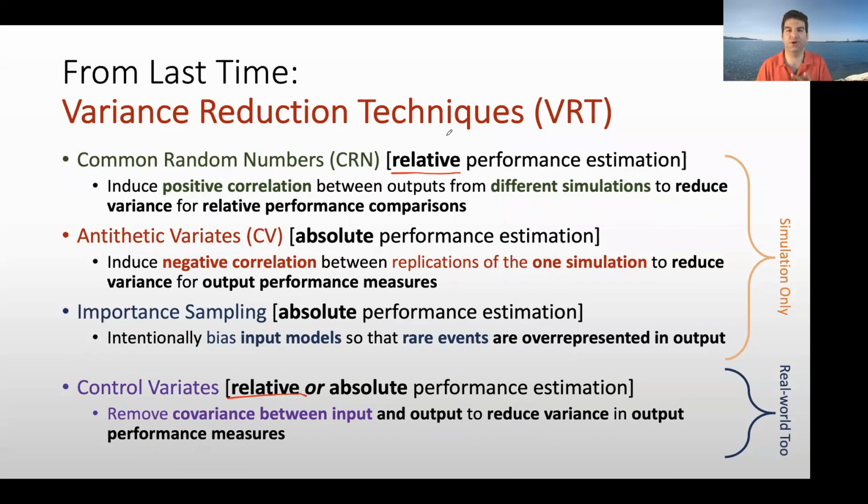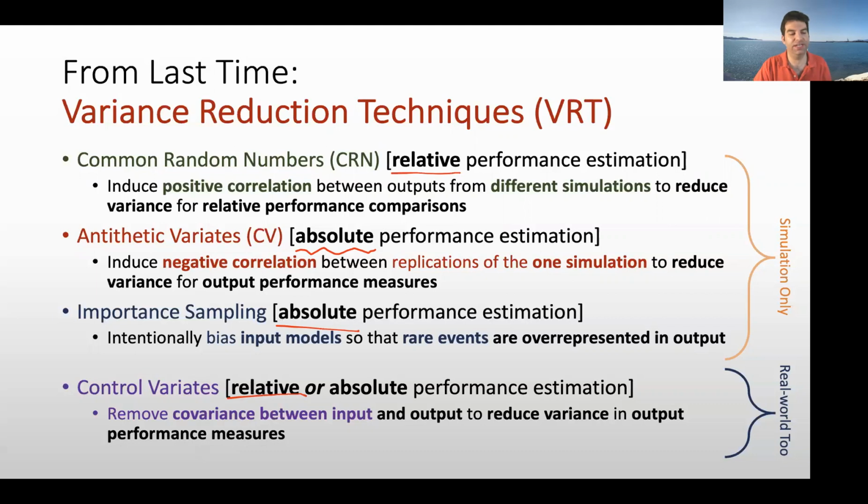And so I'm comparing 2 call centers, and so I pair up their random numbers. I'll give kind of a cartoon version of that in a second. Antithetic variates, which are kind of like the version of common random numbers, but it's focused on a single model, or I'm interested in the absolute performance estimation. Then importance sampling, which is another way to do absolute performance estimation. This is the one I didn't get to before, but I will cover today.